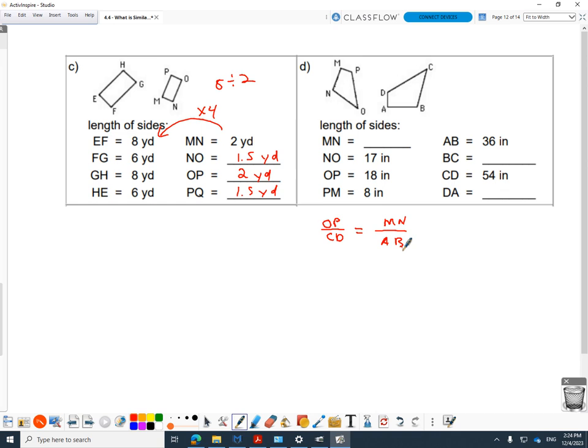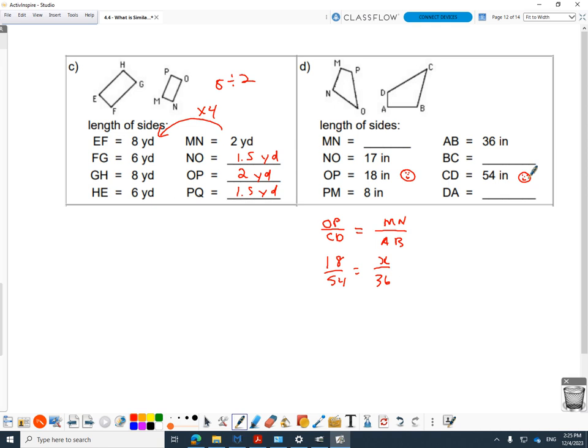18 over 54 and x over 36. You may be like, oh, I like his way better. I don't like when you write all the letters like that. I'm fine with that. I really am. I'm just trying to show what I did. Why did I select OP and CD? Why did I select these two? We know both of those. So let me put little smiles beside that. I know this one, and I know this one. That's what I'm going to need if I'm going to set up a cross multiply proportion.